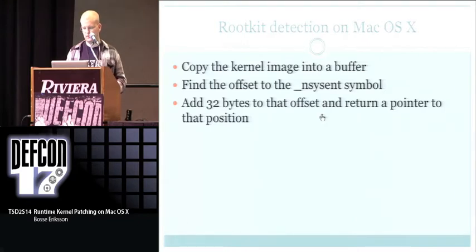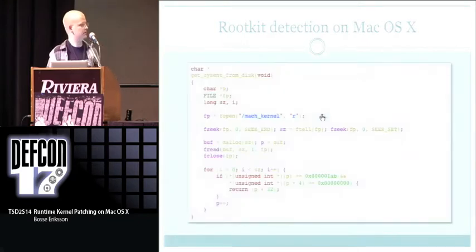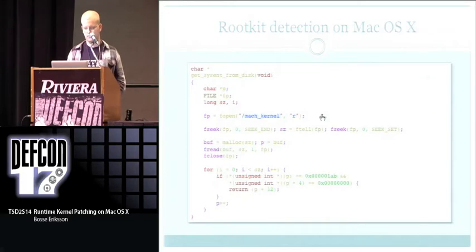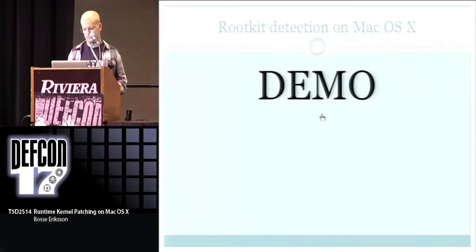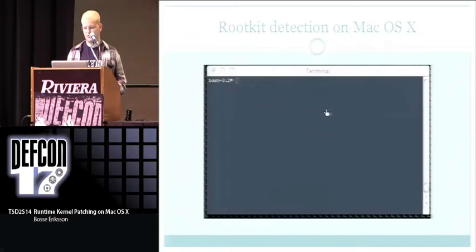So here's the code for it. Just open the kernel image and do a for loop basically with a pointer and look for patterns. So if you run that, you should find it. Demo time. Fingers crossed.